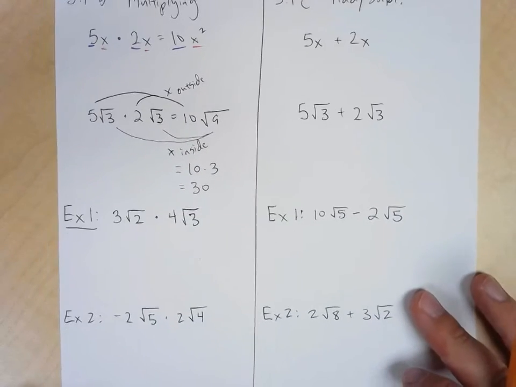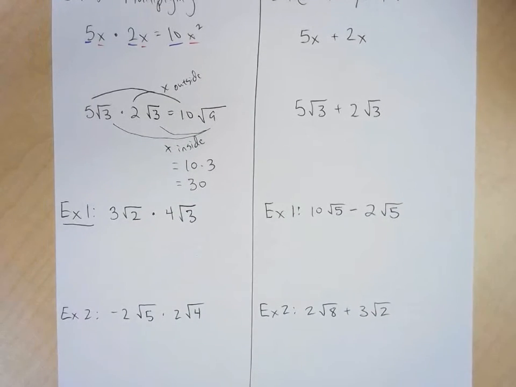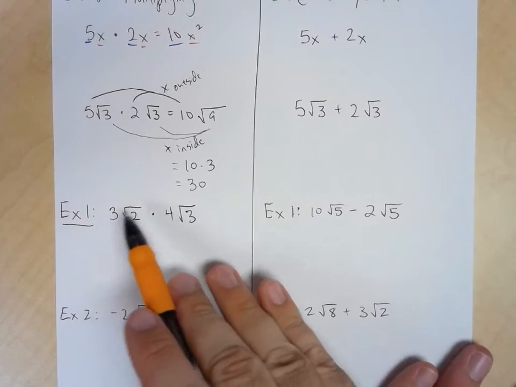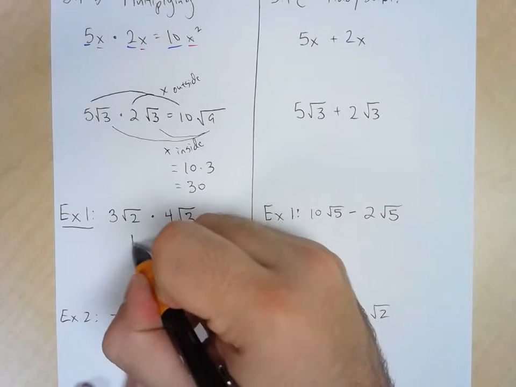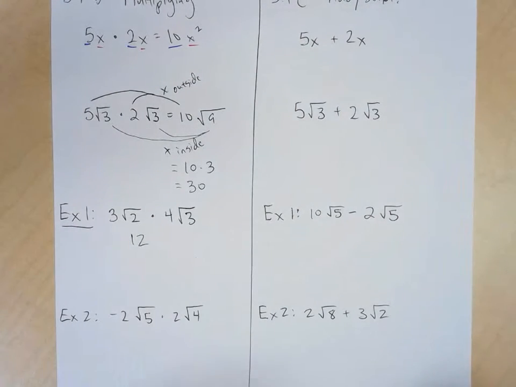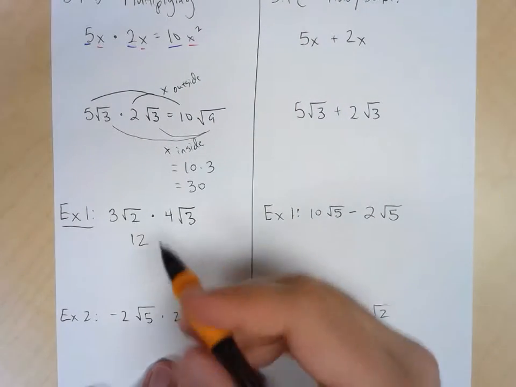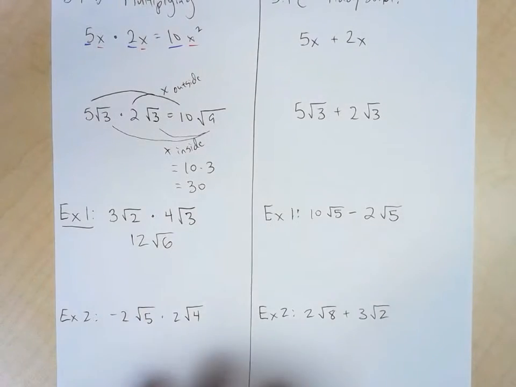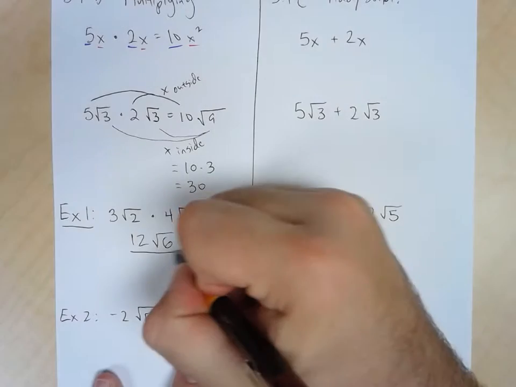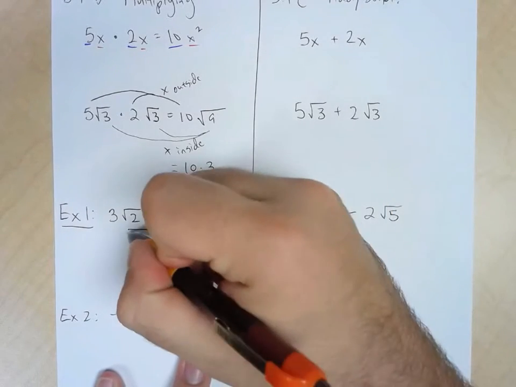Okay, let's get our examples for these. Example 1: 3 square root of 2 times 4 square root of 3. Multiply the outside numbers, 3 times 4 is going to give us 12. Multiply the inside numbers, 2 times 3 is going to give us 6. We cannot simplify the square root of 6, so we're just going to leave this as 12 square root of 6.